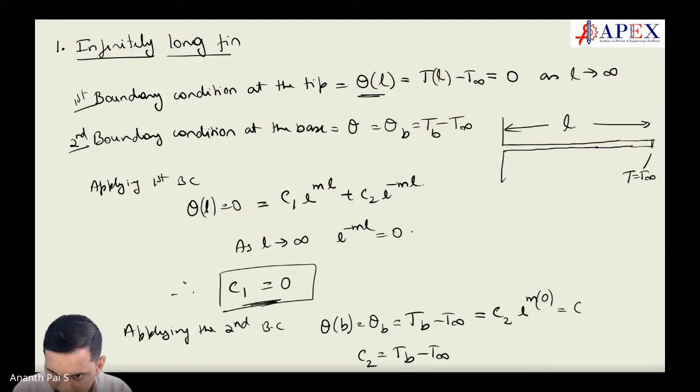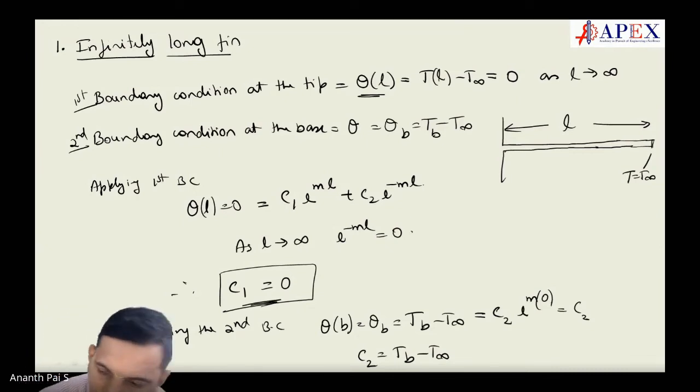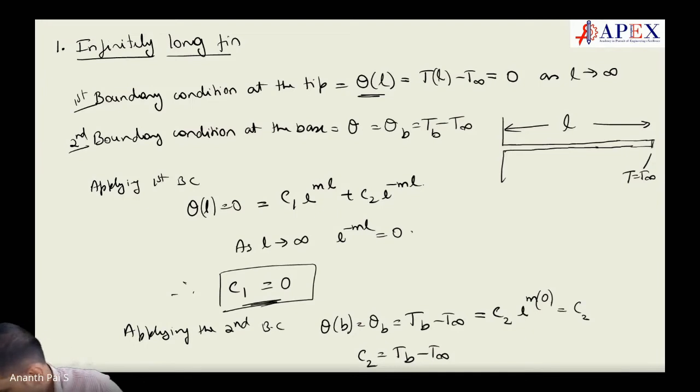C1 is 0, sorry, C2, I'm very sorry, C2 is equal to TB minus T infinity. Okay. Apply your mind, students. C2 is equal to TB minus T infinity. Clear? Let's go further with this.